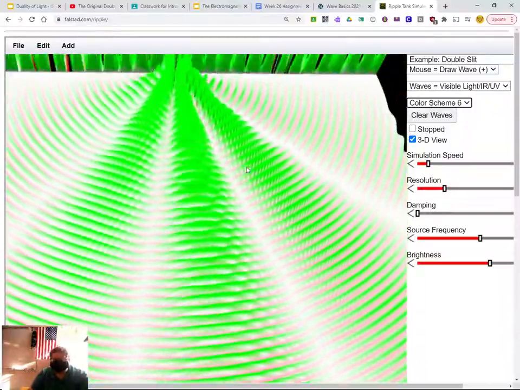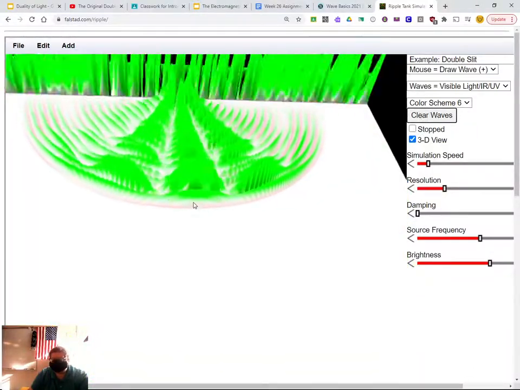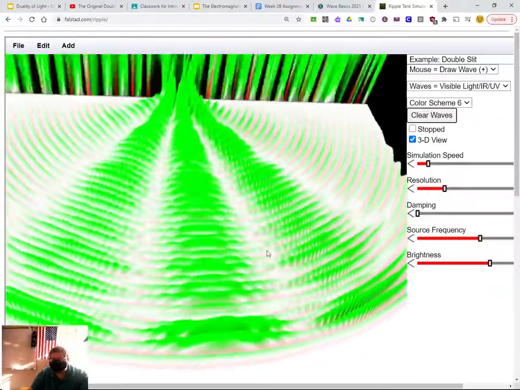the waves are interacting. They are constructively interfering in some places, destructively in others. And so you get this classic interference pattern.